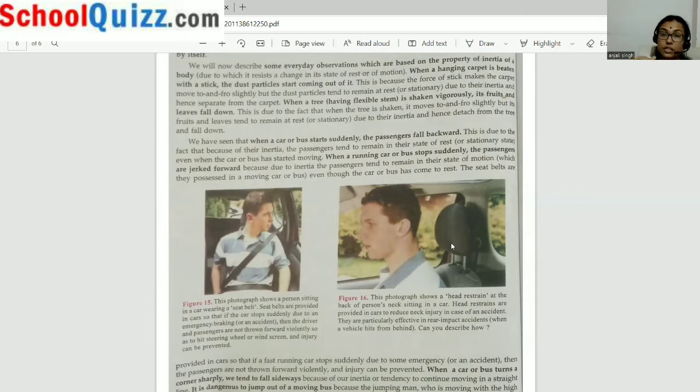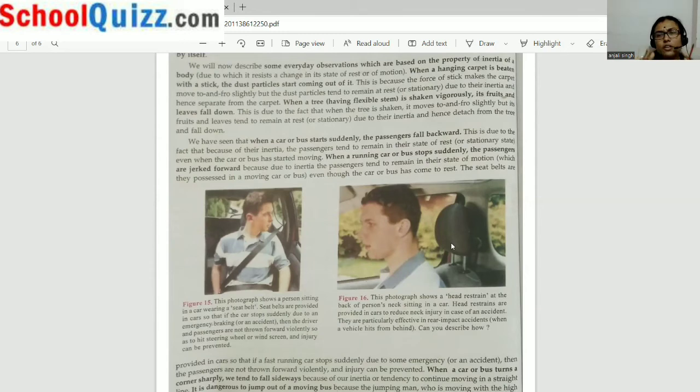Because of the inertia of motion, a driver, or the person sitting in the car, will fall in the forward direction. To avoid this, the man inside the car wears a seat belt. When the car stops suddenly due to an emergency brake, the driver and the passenger are not thrown forward violently, because of the seat belt.